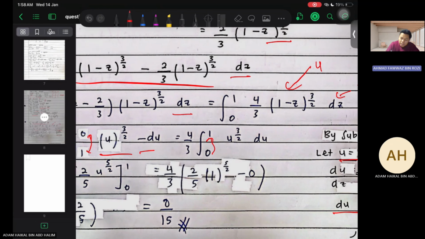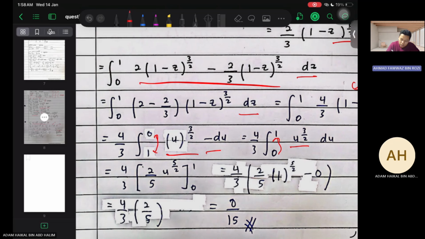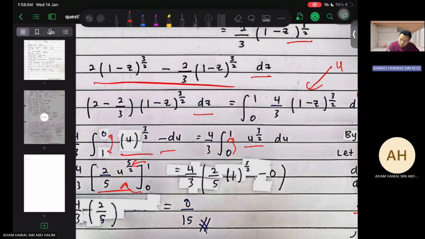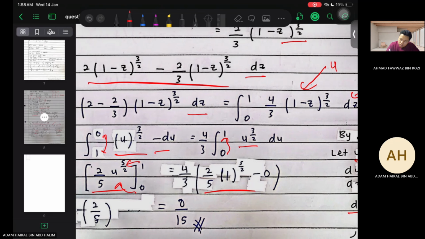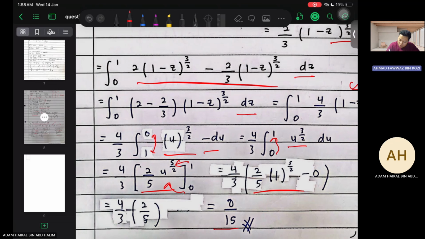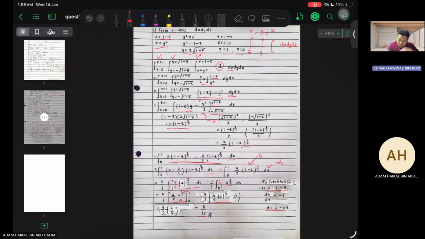So we just integrate u, and we get 2 over 5 u to the power of 5 over 2. We put 1 and 0 into u, and the last answer is 8 over 15.